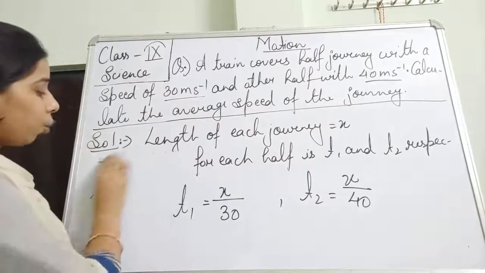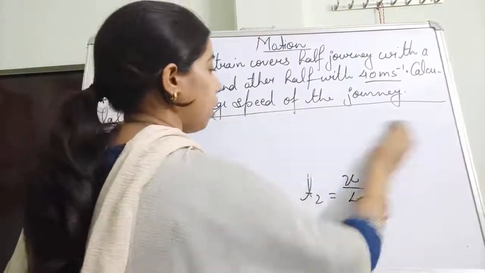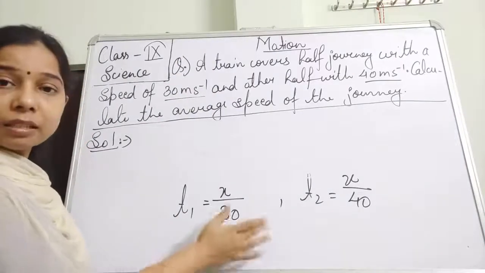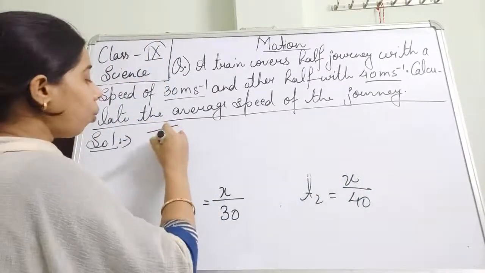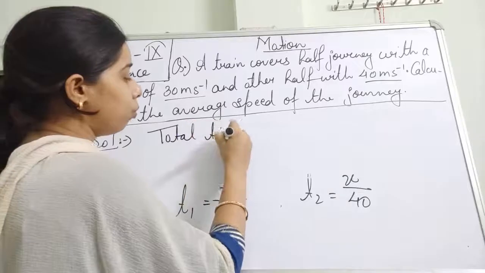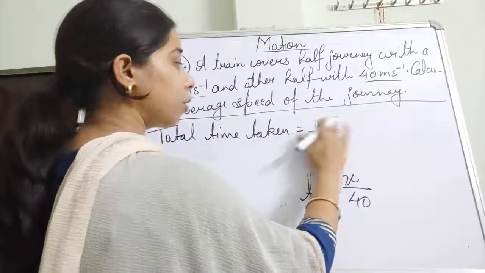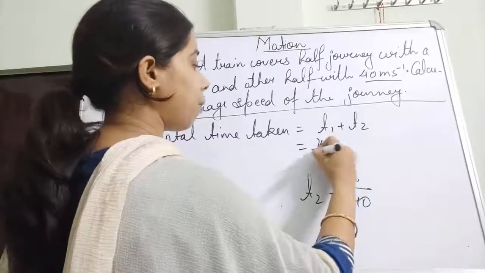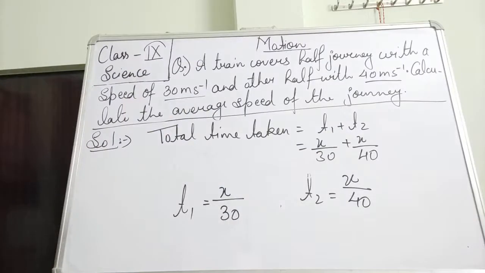Now since we know the value of both times, it means that in the first half it was traveling with this particular time and in the second half with this time. So the total time taken will be equal to x upon 30, because we know that total time is equal to t1 plus t2, which is x upon 30 plus x upon 40.